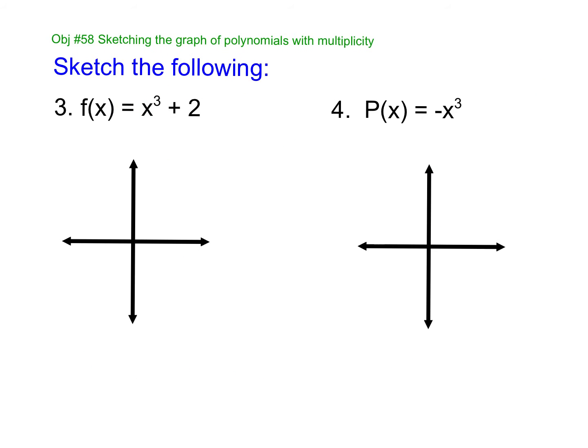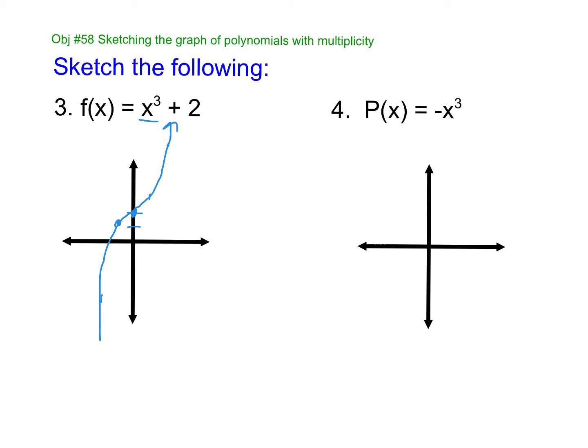Okay, so now I have the parent function plus 2. So what do you think that does? We're just going to go up 2, right? So 0, 0, and then 1 cubed is 1, negative 1 cubed is negative 1, so over 1 up 1, over 1 down 1, over 2. So it's just that same graph, we just shifted it up 2.